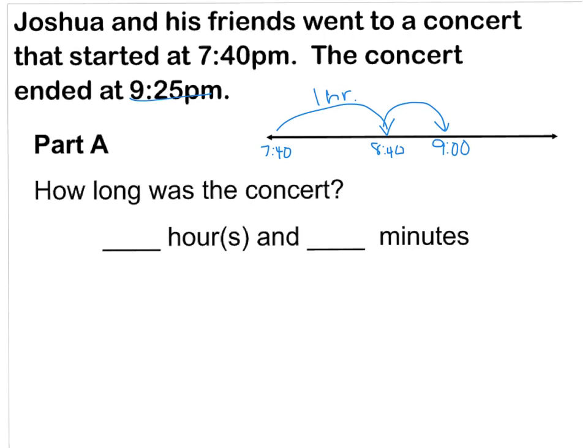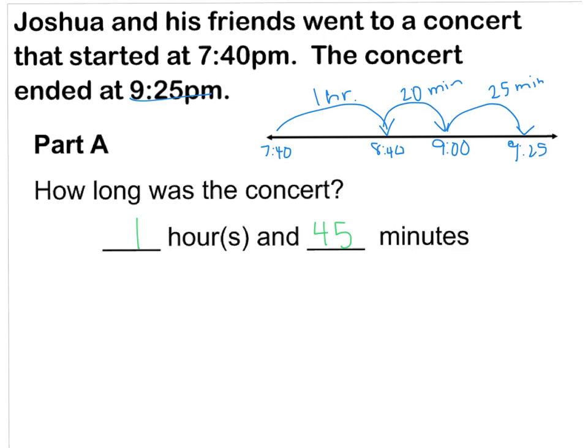And I know from 8:40 to 9 o'clock, that's just 20 minutes. Now from 9 o'clock, I could just jump to 9:25. And that shows 25 minutes. So I know that the total amount of time that he was at the concert was 1 hour and 20 minutes plus 25 minutes. Combining my minutes together, I can see that that would be 45 minutes. So he was at the concert for 1 hour and 45 minutes. I hope that's what you have on your paper.